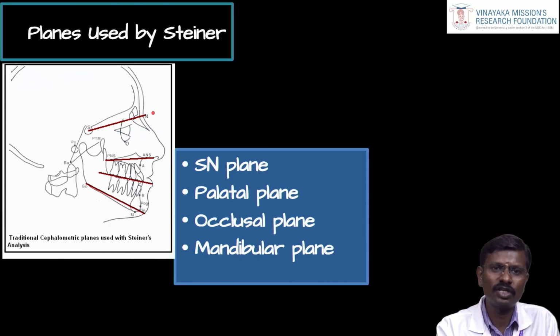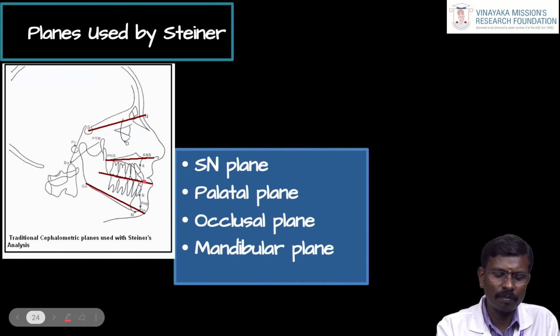So there won't be any change or deviation in this plane when you rotate the head in any plane of space. The second one is the palatal plane. This is the plane joining the anterior nasal spine and the posterior nasal spine. The third one is the occlusal plane, which connects the maxillary and mandibular occlusion. You have to trace it. And the last one is the line connecting gonion and gnathion. This is called the mandibular plane.